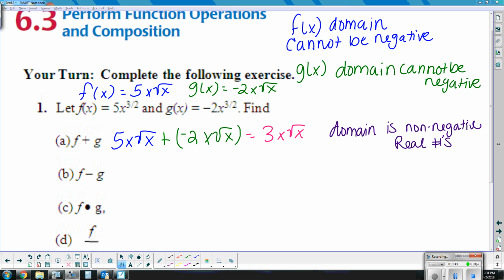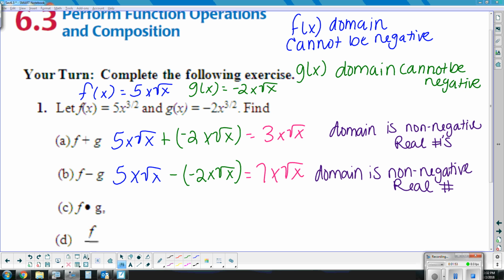So in this first function, when we add f plus g, we get 3x times the square root of x. So the domain can be any non-negative real number. In the second example, f minus g is 5x times the square root of x minus negative 2x times the square root of x. So that's 7x times the square root of x. Therefore, the domain is any non-negative real number.